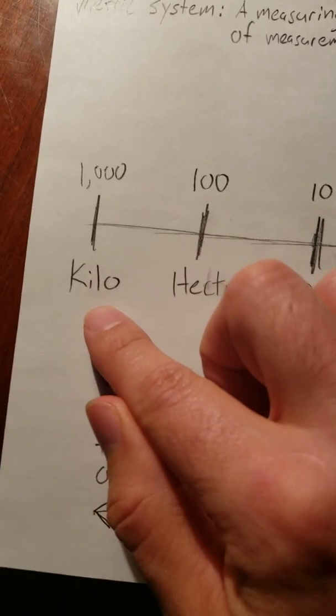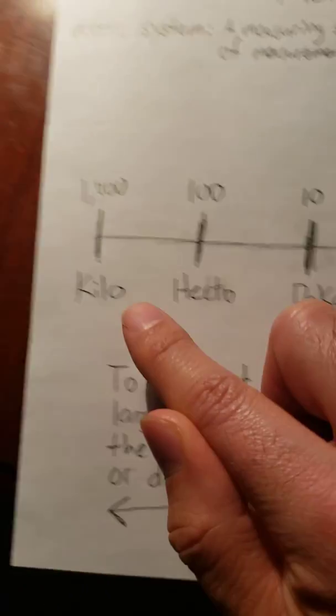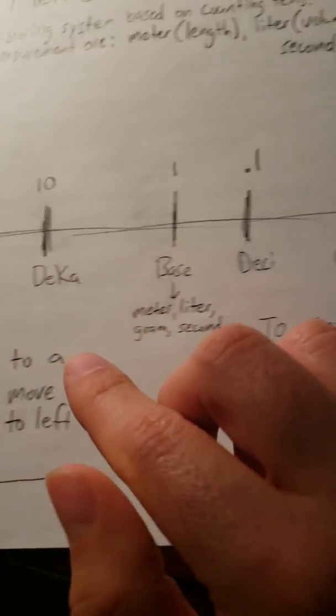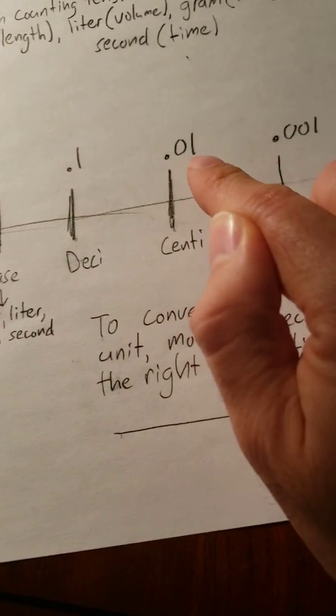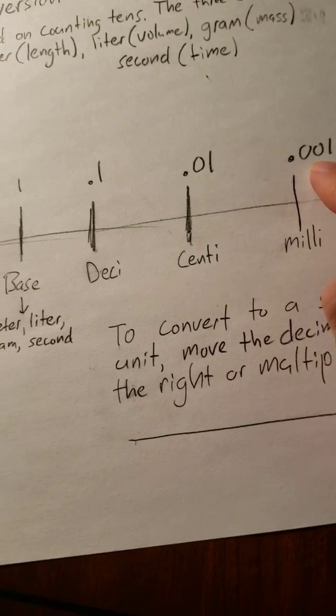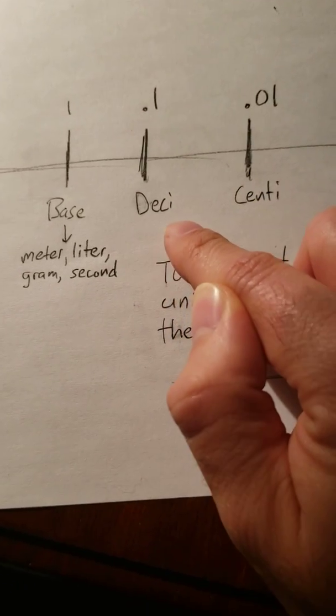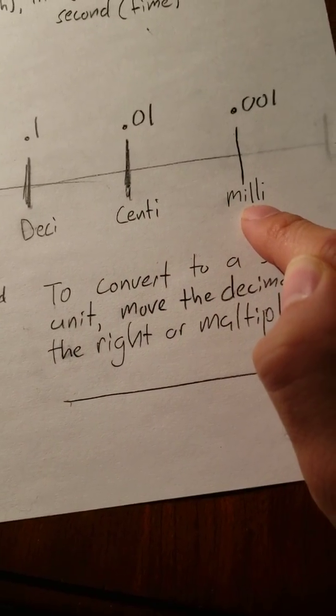This one might seem familiar. I'm sure you've all heard of a kilometer, right? On the right side, we have 1/10, 1/100th, and 1/1000th. And then the prefixes to follow those are deci, centi, and milli.